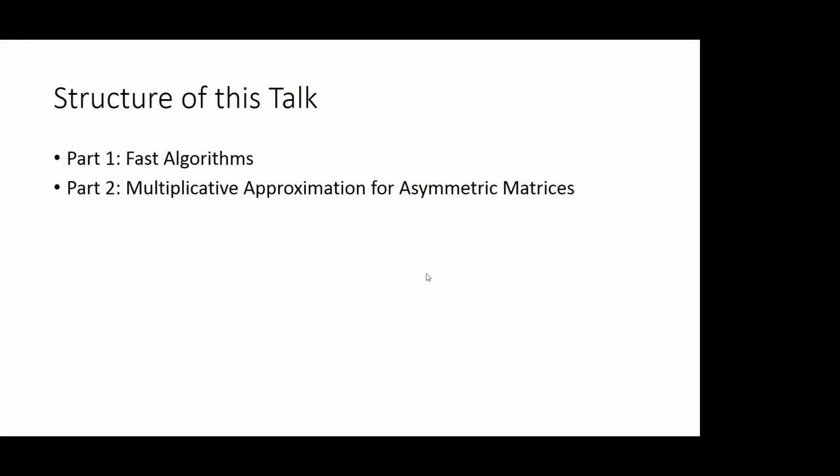There are three main parts to this talk. First, we're going to talk about fast algorithms for solving directed Laplacian systems, so algorithms that take a small amount of time. Then we're going to talk a little bit about multiplicative approximation for asymmetric matrices, which is an important concept that we use, and it's a generalization of the multiplicative approximation for symmetric matrices that we talked about last time. And then in part 3, we're going to talk about low space algorithms, algorithms that take a very, very small amount of space.